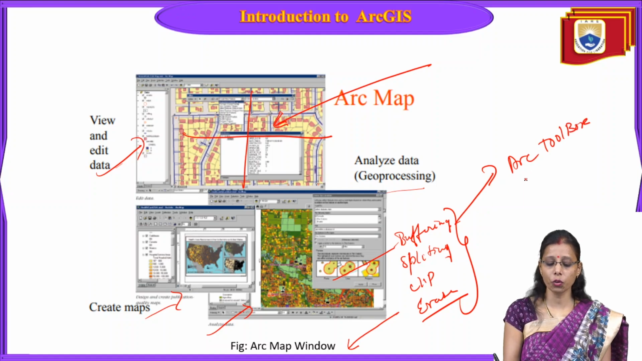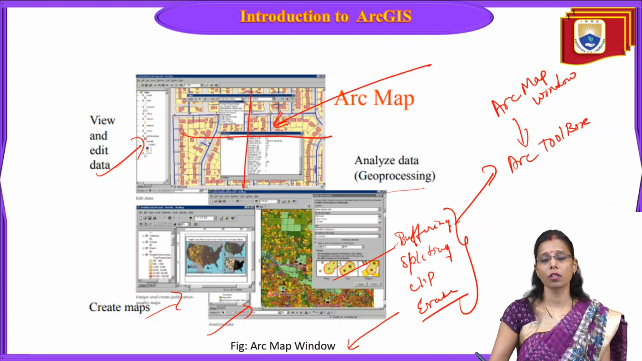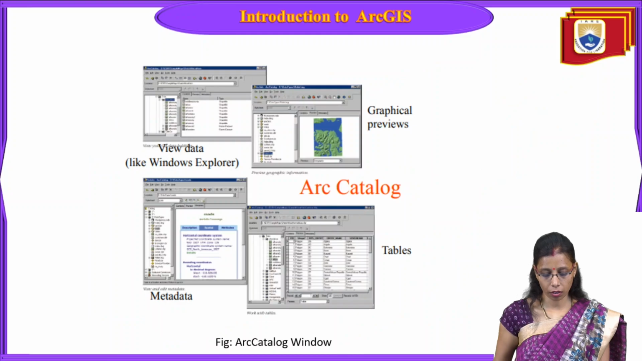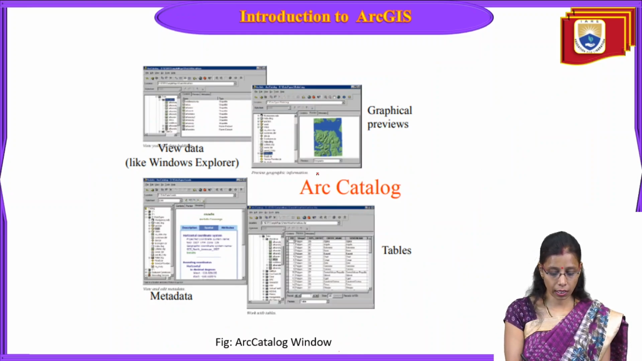So that we can view in this ArcMap only. It is available only in the ArcMap. In this ArcMap window, we can see the Arc Toolbox, where you can do any analysis whatever is required. So this is the ArcCatalog window again. This is how the window looks like.